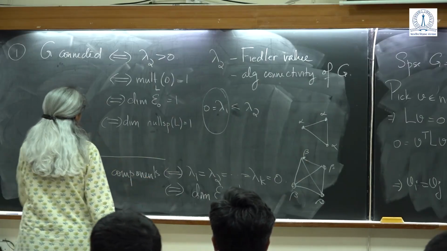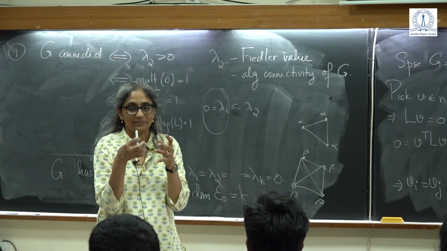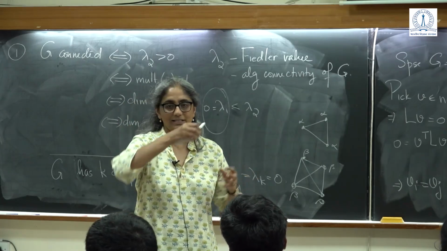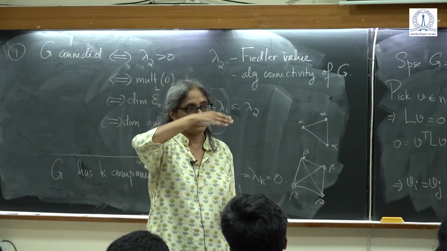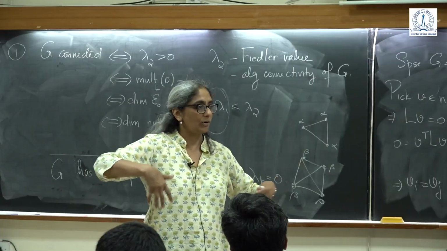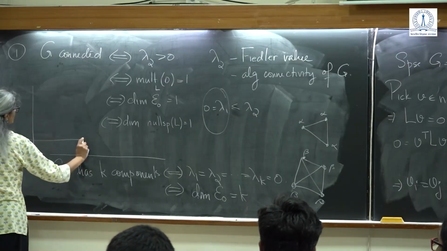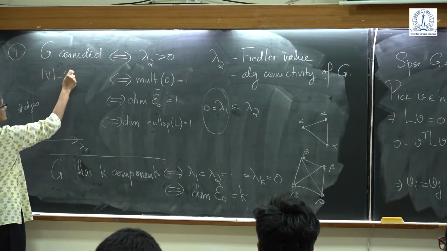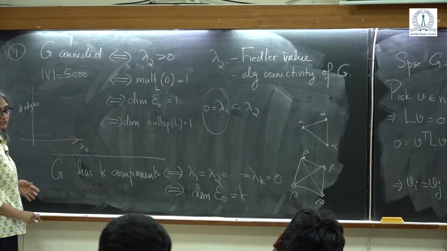And in fact, the bigger the lambda 2 is, the more connected the graph is. That's why it's called algebraic connectivity. So if you have internet, you can Google for this algebraic connectivity, and you'll see people have taken large numbers of graphs with a fixed number of vertices. Let's say you fix 5,000 vertices, and start putting more and more edges, and make a plot between lambda 2 and the number of edges. So as you have more and more edges, you'll see lambda 2 increases.